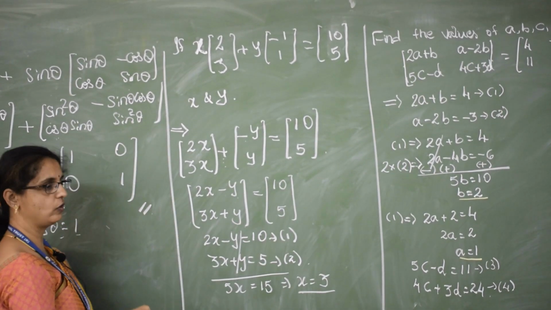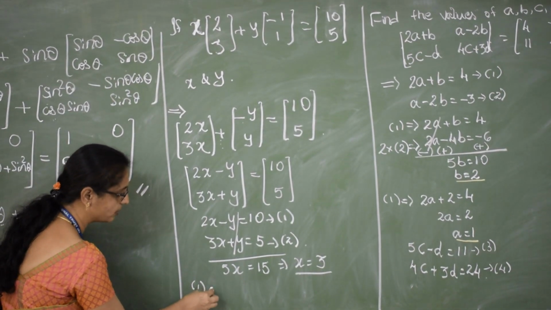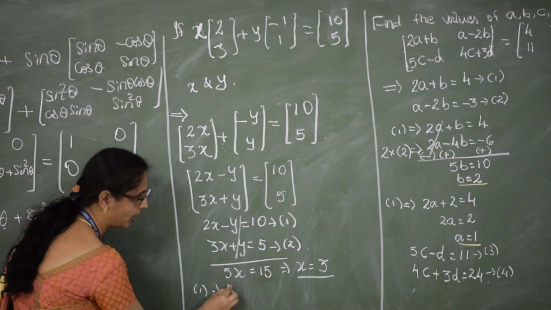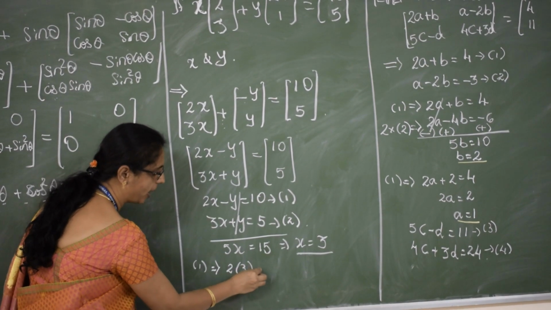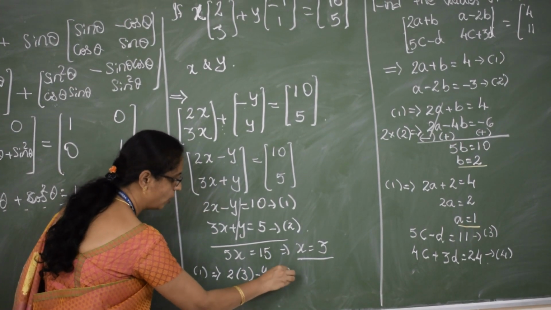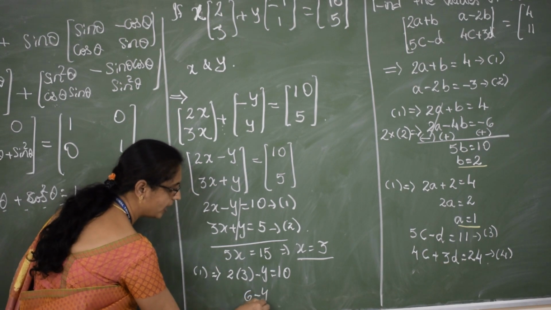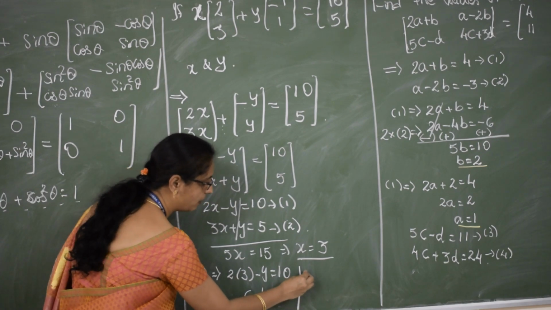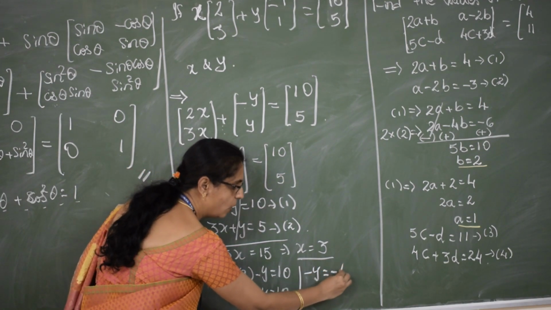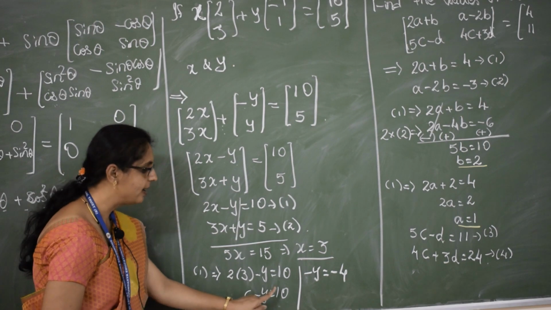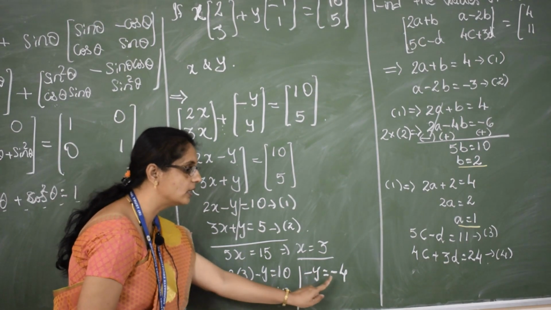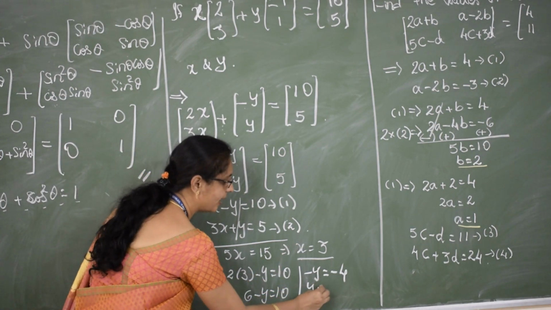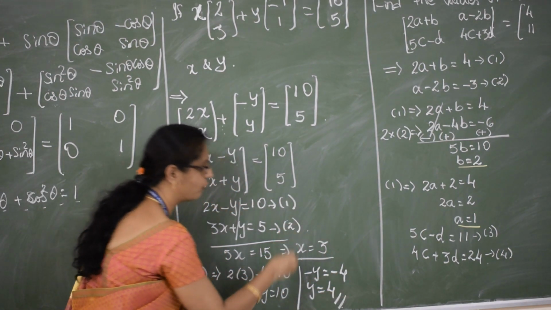Now this obtained value of x as 3, I am going to substitute in equation 1. Where is equation 1? This one. 2 into 3 minus y is equal to 10. 6 minus y is equal to 10. Now it is the same as writing minus y is equal to minus 4. Yes or no? Just check. 10 minus 6 gives us minus 4. Minus and minus cancel out and we get y is equal to 4.